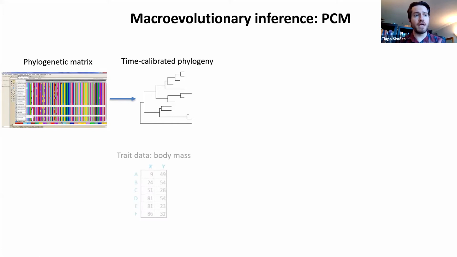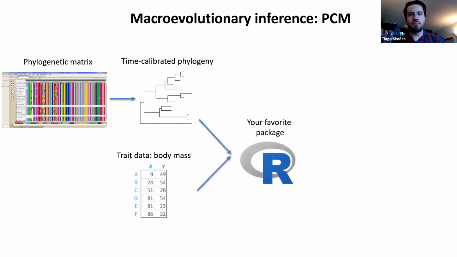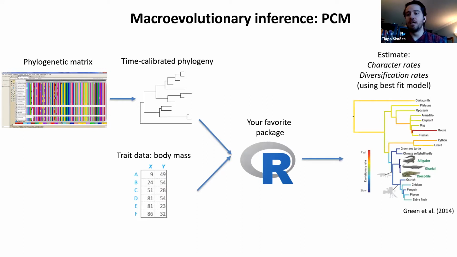And separately, we have trait data, such as body mass data or any other kind of variable, usually a continuous variable. And we combine the two of them in our favorite R package to assess macroevolution across different timescales, from which we can eventually obtain different values for character evolutionary rates or diversification rates using whatever is the best fit model for each particular trait that we're interested in. So this is what we call an a posteriori approach of assessing such patterns of evolution subsequent to phylogenetic estimates.